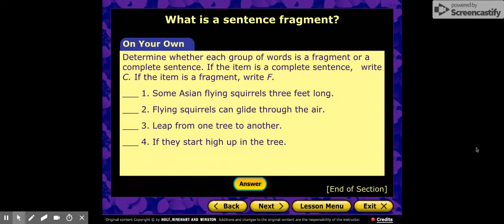All right, so now by yourself, take a look at these. Determine whether each group of words is a fragment or complete sentence. So jot down your answer, correct or fragment, on your notes, but also answer them here in the lesson. Then when you're done, for this one, you're going to do an independent tutorial to practice a little bit more.